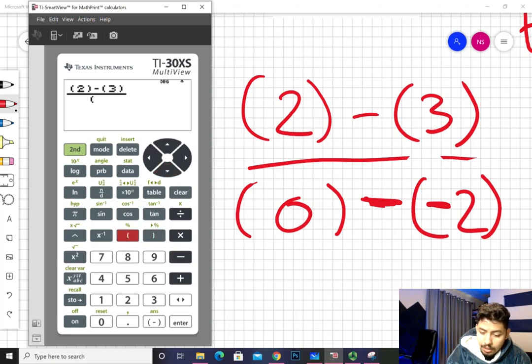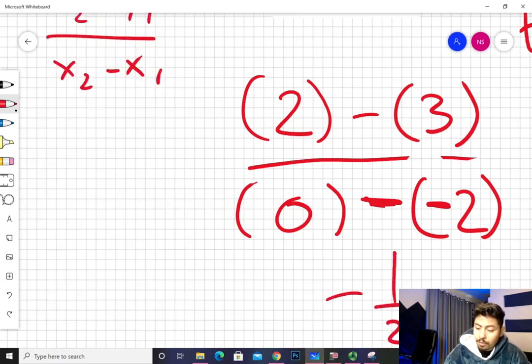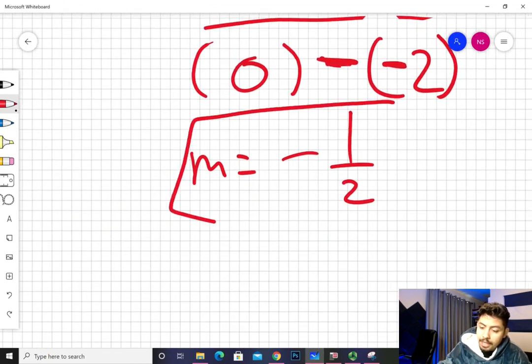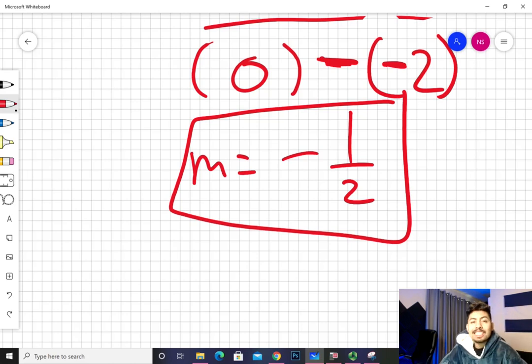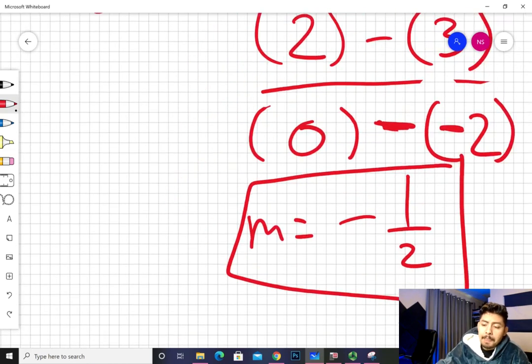Scroll down, 0 minus a negative 2. Push enter, and I'm going to let the calculator solve the slope for me. The slope in this case is negative 1 over 2. Boom, bang, bosh. You found the slope mathematically. Congratulations. All you ever need is 2 points to find the slope mathematically.